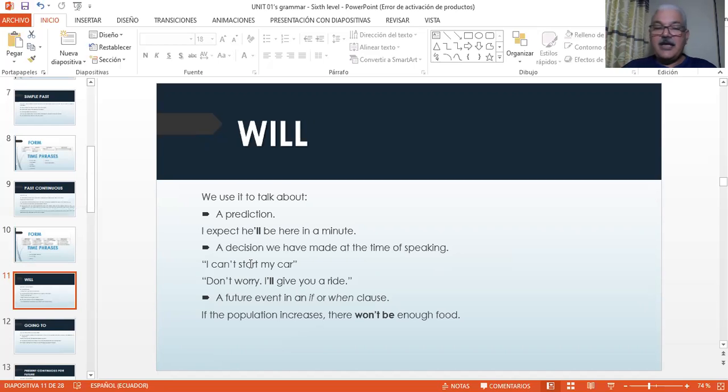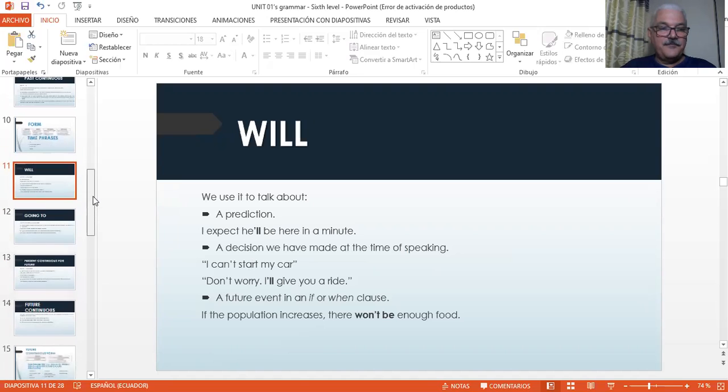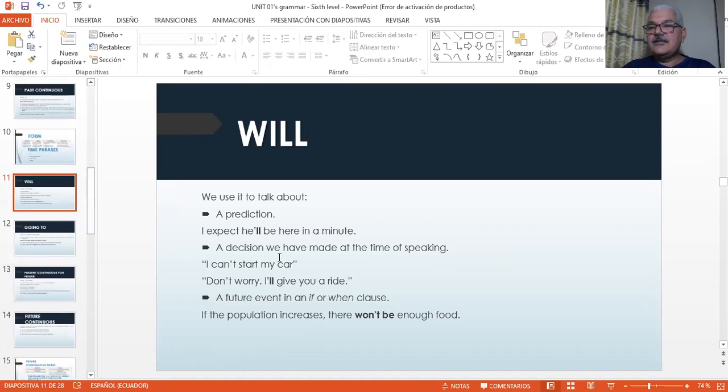Then I'm going to explain the present, at present, the future tense. Will is used to talk about a prediction, a decision that has been made at the time of speaking, at this moment, or a future event when we use an if or when clause, okay?